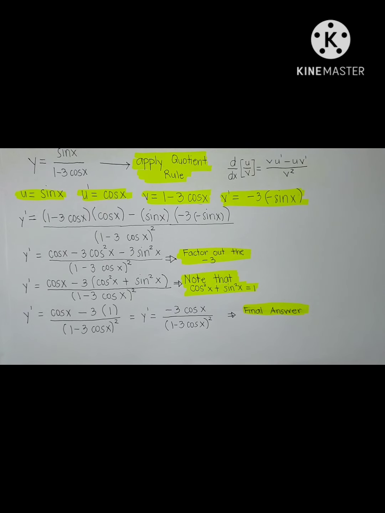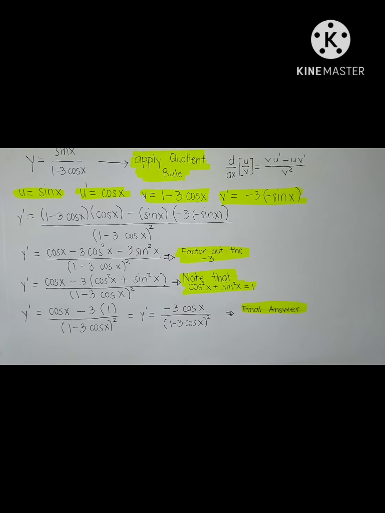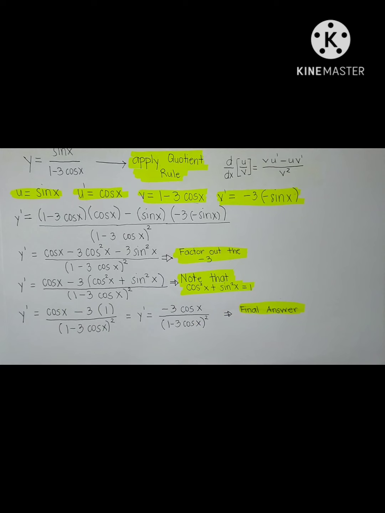and the next thing to do is to factor out the negative 3 from negative 3 cosine squared x minus 3 sine squared x. Now we have y prime is equal to cosine x minus 3 times the quantity of cosine squared x plus sine squared x all over the quantity of 1 minus 3 cosine x squared. Note that cosine squared x plus sine squared x is equal to 1. Let's simplify it further. We have y prime is equal to cosine x minus 3 times 1.